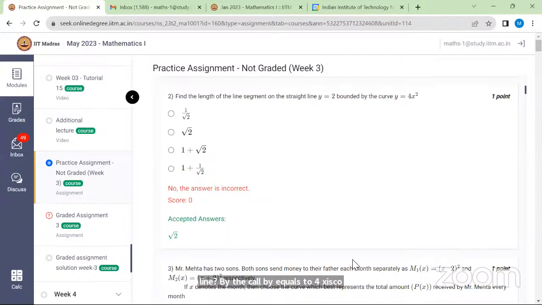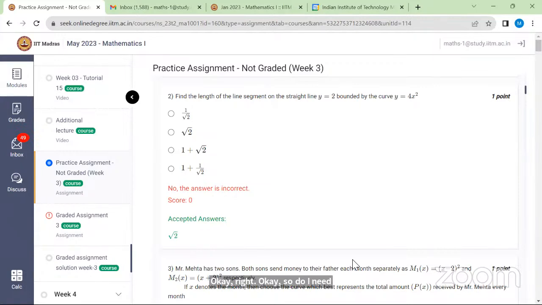No, sir, we just multiply both equations together and get the answer. Does anybody have any problem with this? Has anybody tried to solve the practice assignment or not? Yes, sir, we also tried. Okay, so do I need to discuss this, sir?